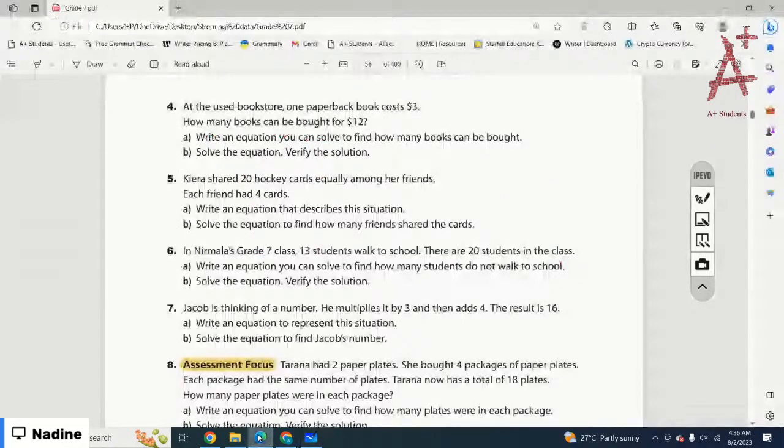Okay, question number 6 is, in Nirmala's grade 7 class, 13 students walk to school. There are 20 students in the class. Write an equation you can solve to find how many students do not walk to school and solve the equation.